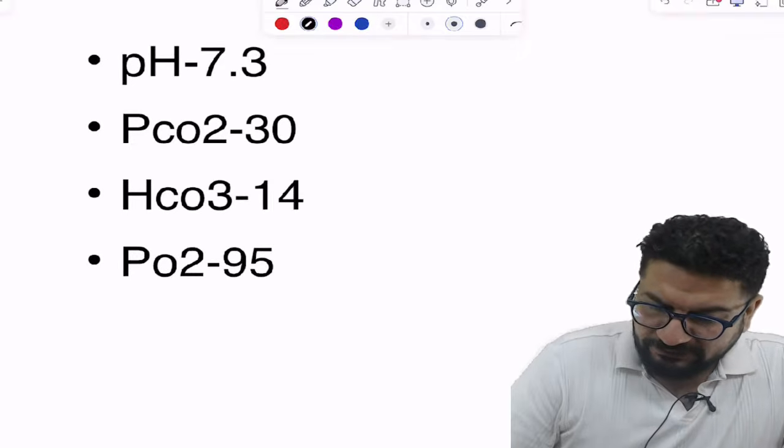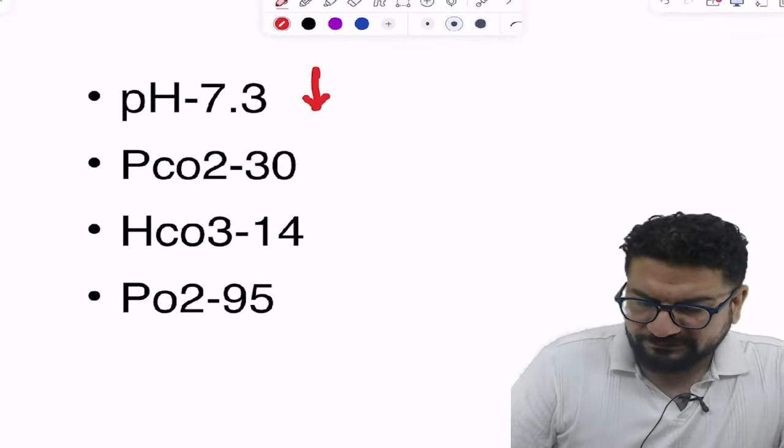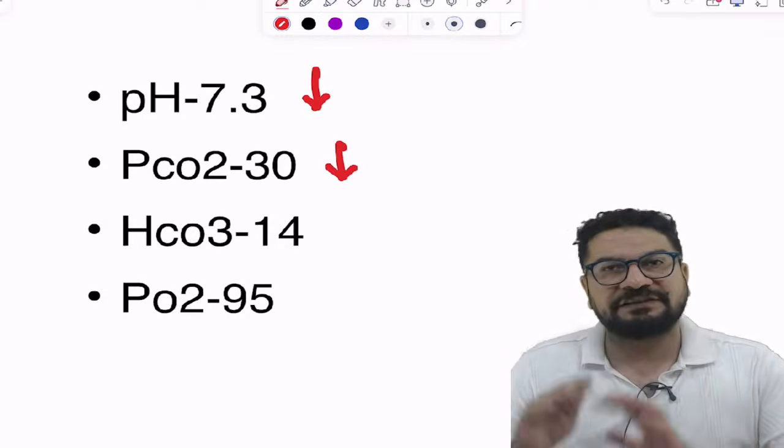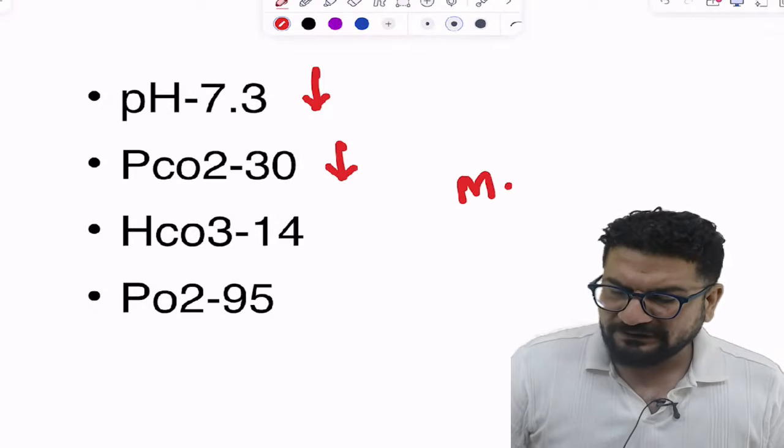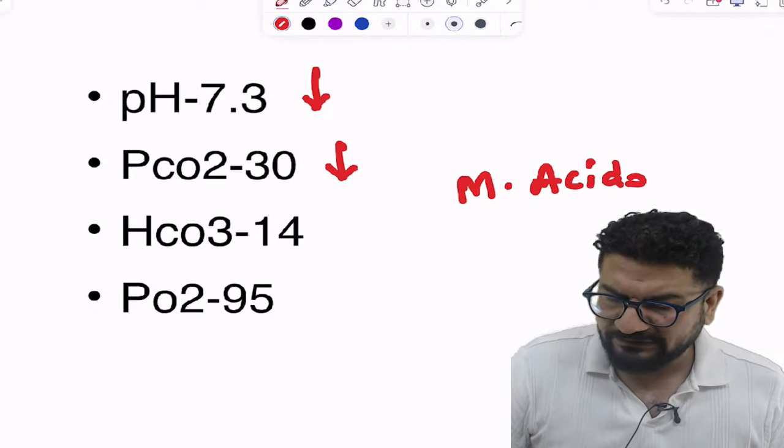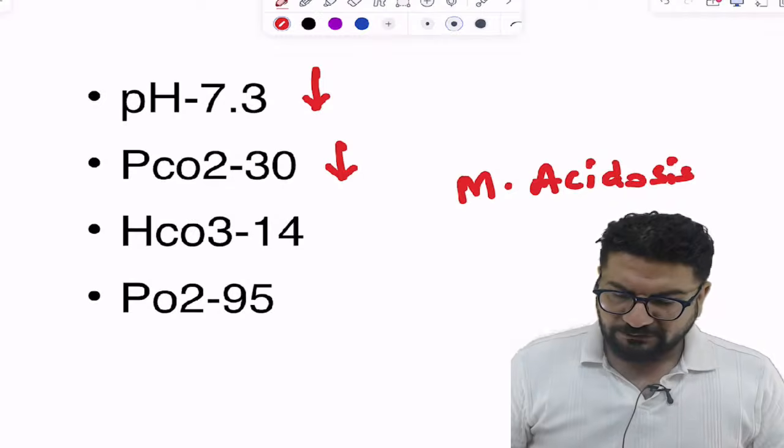Now look at the screen quickly. pH 7.3 decrease, PaCO2 decrease. So both are going in the same direction, which means metabolic. pH is low, so what we call this is metabolic acidosis. Simple. Let's solve a few more.